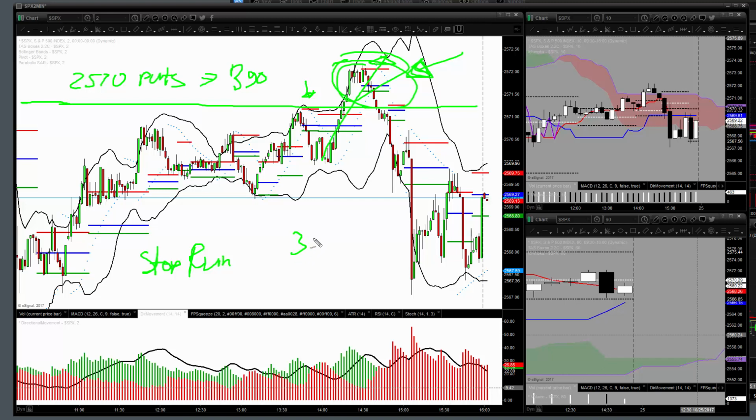So these 390 puts, if memory serves me right, went down to 245. Is that right on that, Peter P? I think they were down at like 245. Somewhere along there, right? So you're down like 150 bucks on the trade. Once again, if you're in 10 contracts, you're down $1,500. If you're in 5 contracts, you're down $750. It's SPY times 10, guys. It moves that fast. All right?